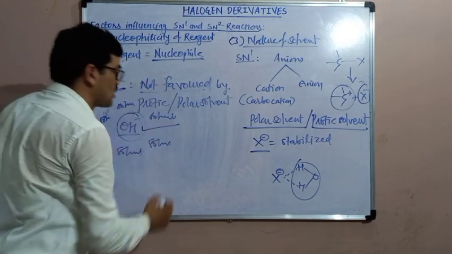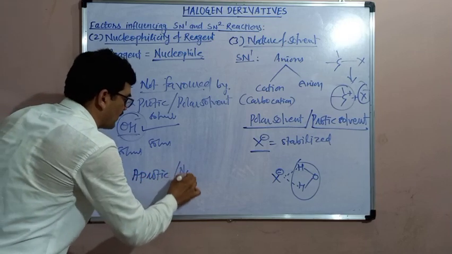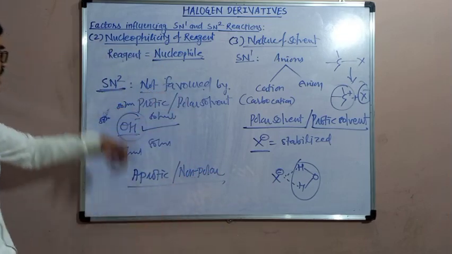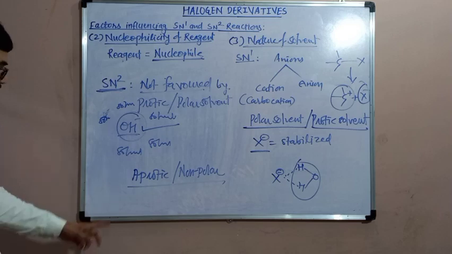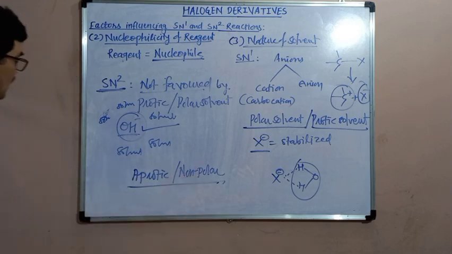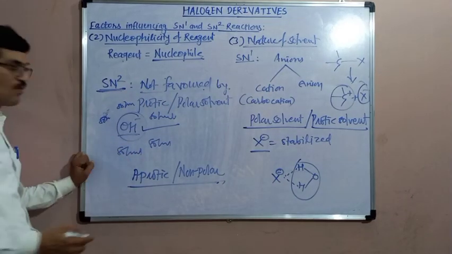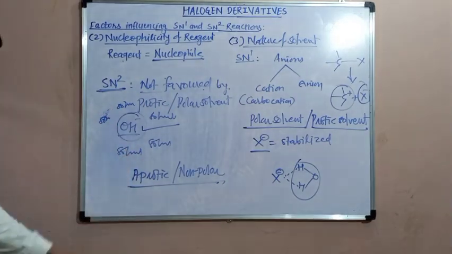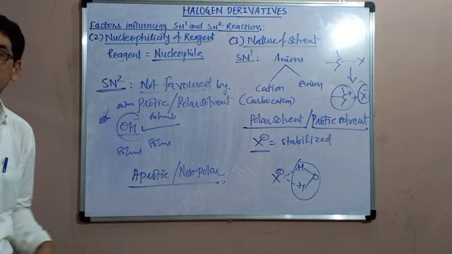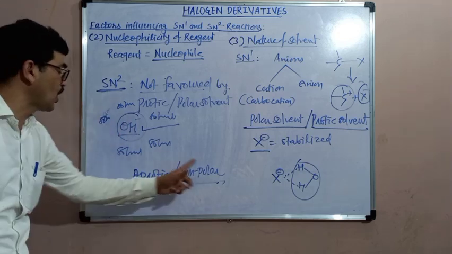For the SN2 reaction, the solvent should be aprotic or non-polar. The aprotic or non-polar solvent favors the SN2 reaction. What is the reason behind this? Because in the presence of an aprotic or non-polar solvent, the nucleophile is not solvated. There is no collection of solvent molecules around the nucleophile, and therefore the nucleophile doesn't get stabilized, and because of that it can attack the carbon atom from the back side. Its attacking capacity is not reduced in the aprotic or non-polar solvent.